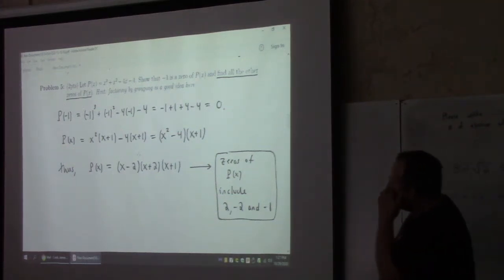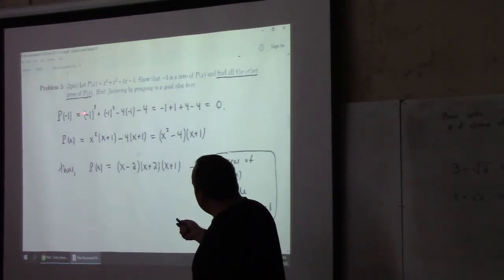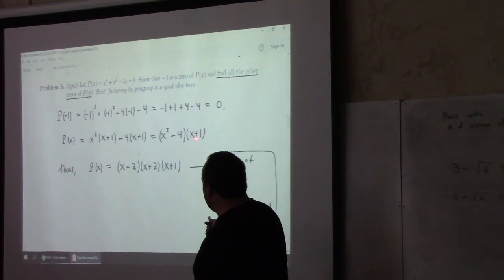This one here. To show that minus 1 is a zero, we just plug minus 1 in, and we get 0 from evaluating the polynomial at minus 1. And then I factored x squared out of the first two terms, and I factored a minus 4 out of the last two terms, right? That gives me x squared minus 4 times x plus 1. But x squared minus 4 factors to x minus 2 times x plus 2, right?